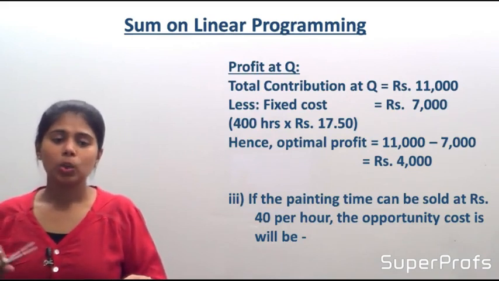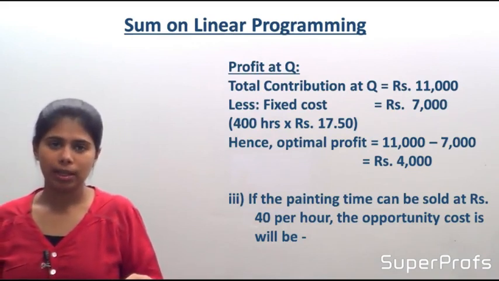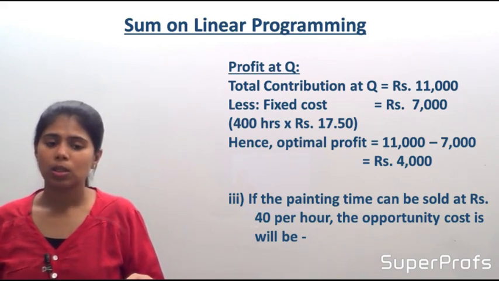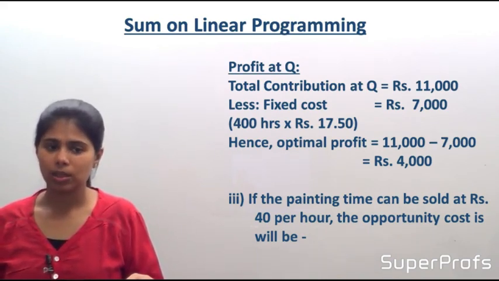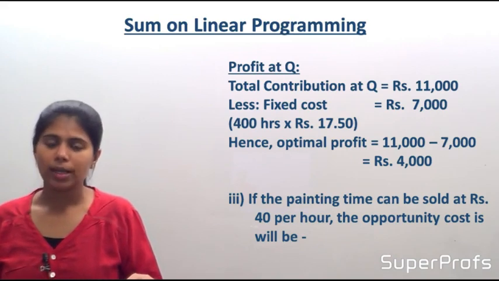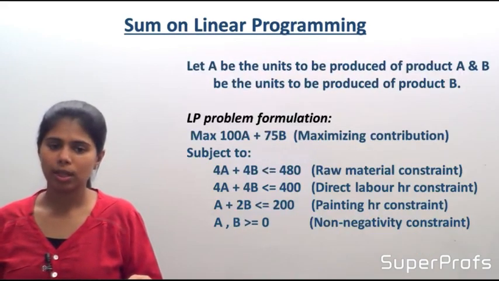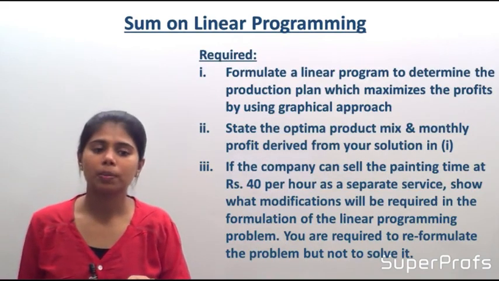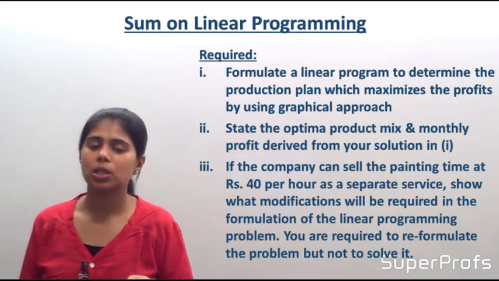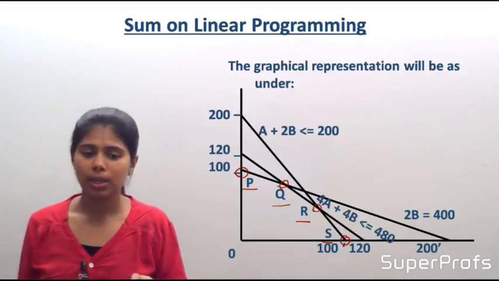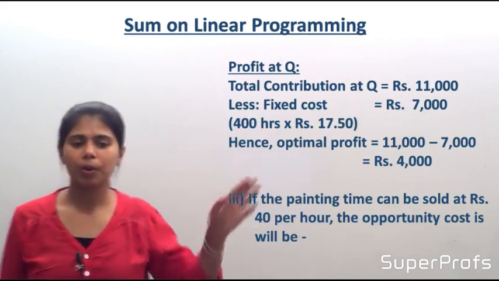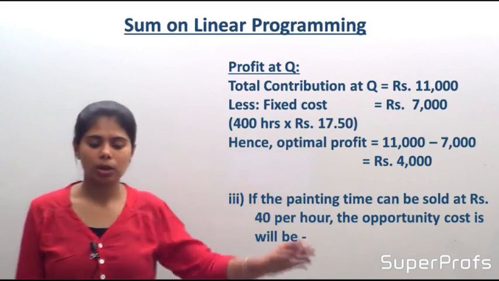So profit at Q is nothing but 11,000, which is my contribution, minus my fixed cost of 7,000, and therefore my optimal profit is 11,000 minus 7,000, which is 4,000. So that is the first part of this question. Now let's look at the second part. State the optimal product mix and monthly profit derived from your solution in 1. So from my solution in 1, this is the optimal profit and the product mix.